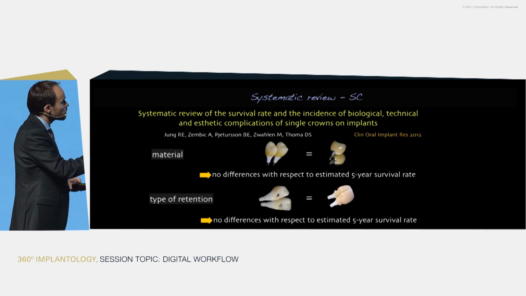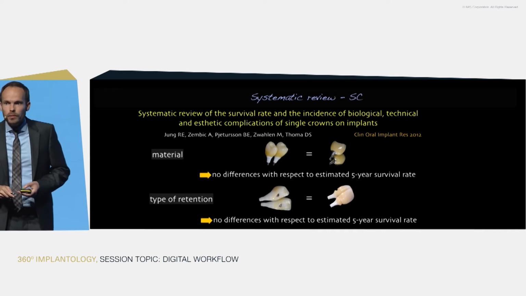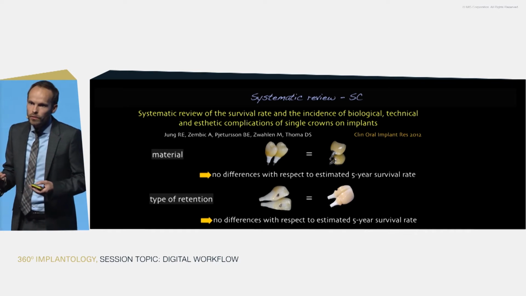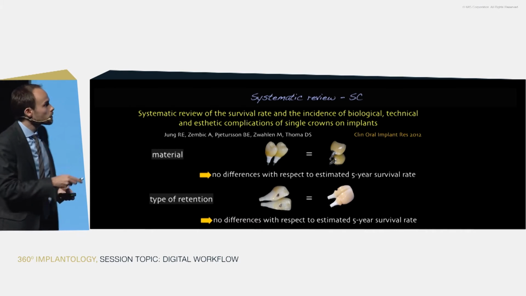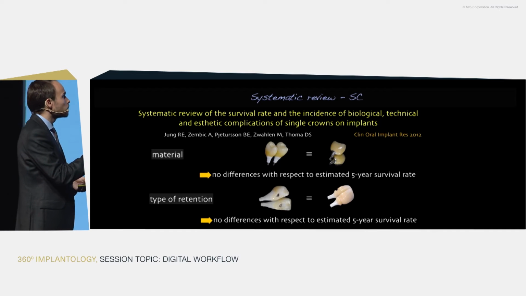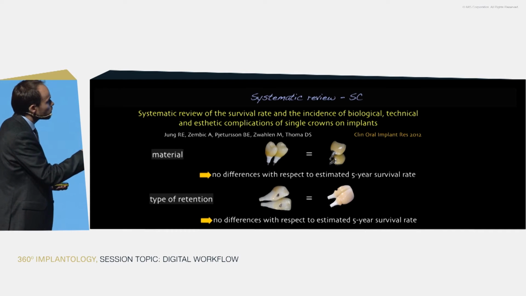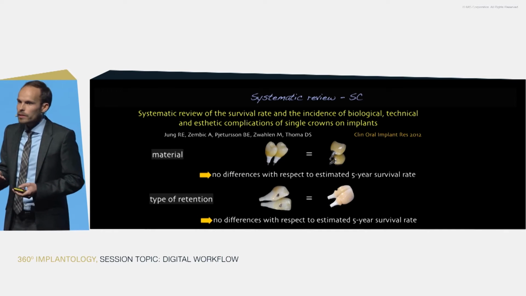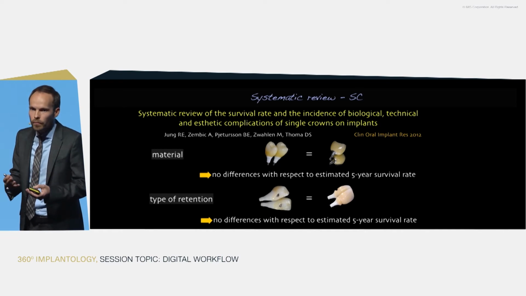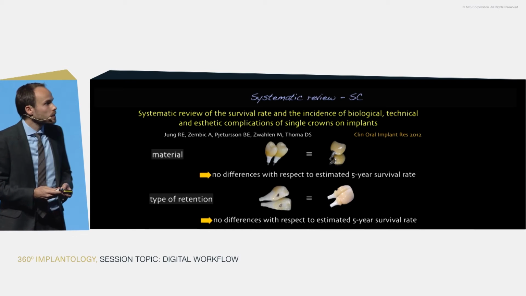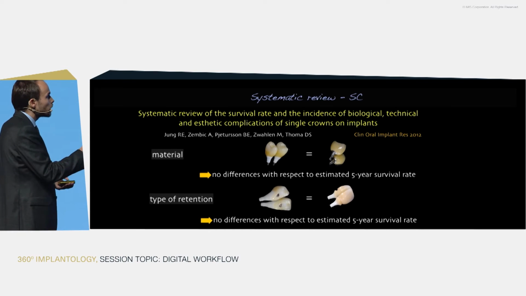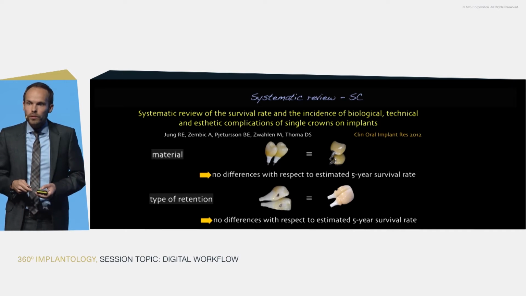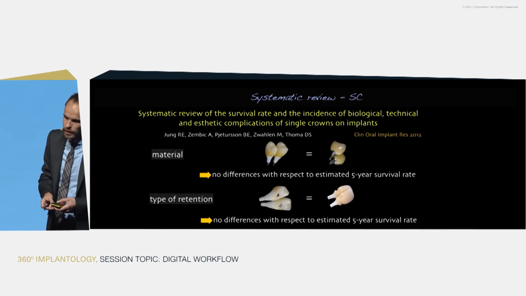What was also interesting for me is that within the groups between the materials, like we also saw yesterday, there is no difference between the ceramic abutments or the titanium or metal abutments, and also there is no difference between screw-retained or cemented reconstructions. There are differences when it comes to the type of complications. For the cemented reconstruction, you find more of the biological complications. When you see the screw-retained reconstruction, you have more of the technical complications.